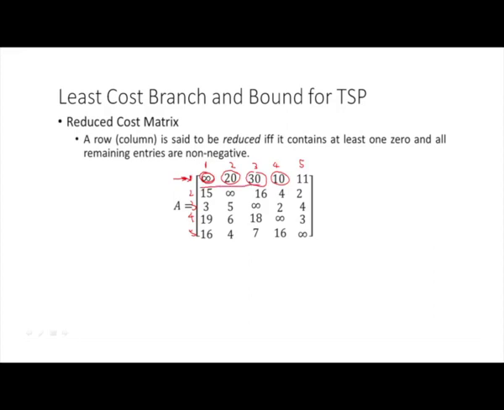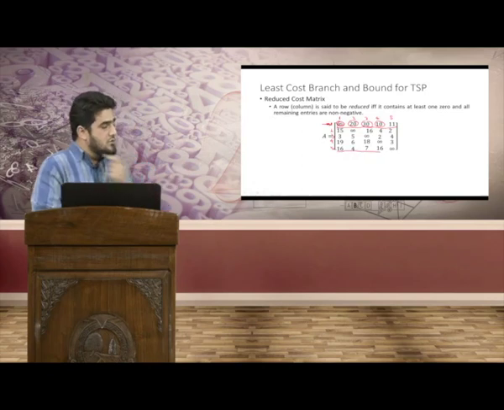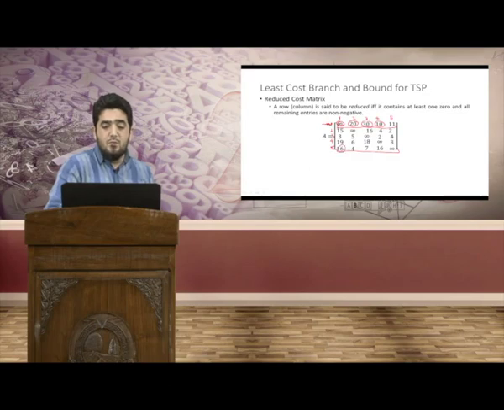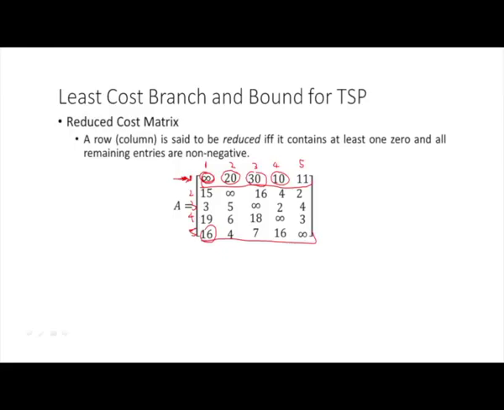So each row basically represents the total costs for node number 1. Similarly, if we look at the last row here, it represents node number 5. So this value means going from node number 5 to node number 1. This 4 here means going from node number 5 to node number 2. Similarly, node number 5 to node number 3, and so on and so forth.